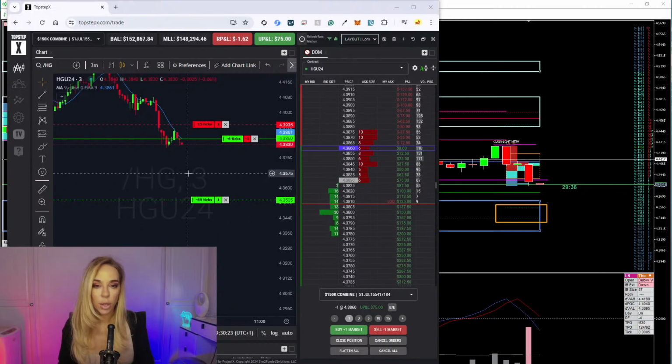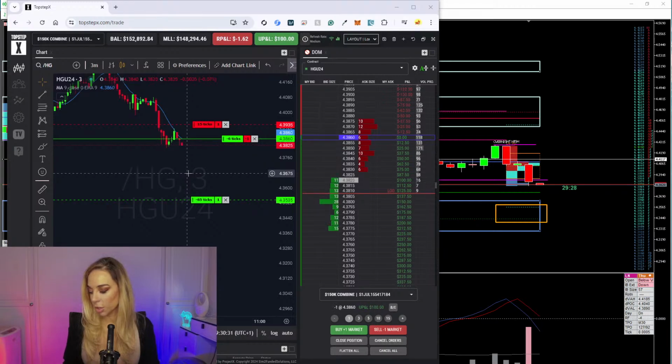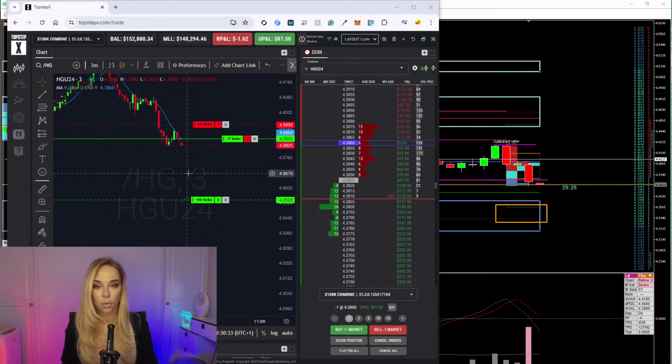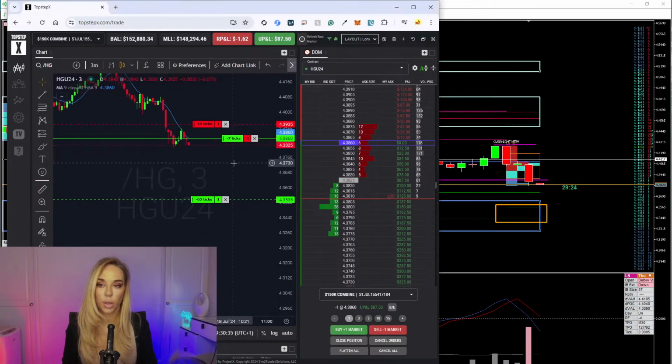I am trying out a little short copper trade here, and I'm going to explain why. But first, let's do some housekeeping. Obviously I'm on Topstep here for all of my executions, whether it's combines or live. I do still have some combines on the Ninja Trader, but for my live stuff, I focus on Topstep.